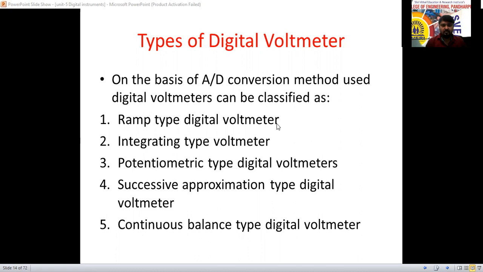The screen is visible now. Anyone please reply? Yes, sir. Which slide is visible? What is the title of the slides? Can anyone tell? Types of digital voltmeter. Okay.